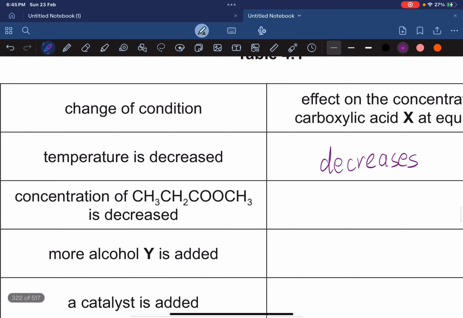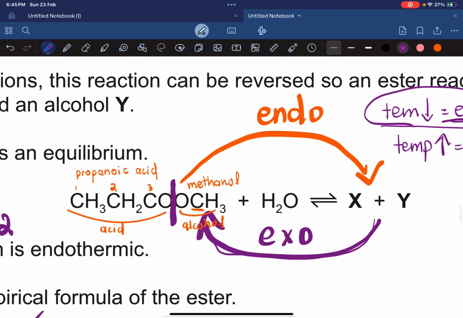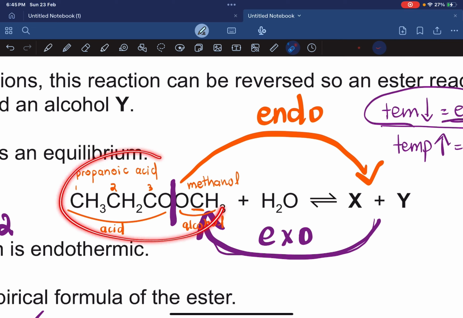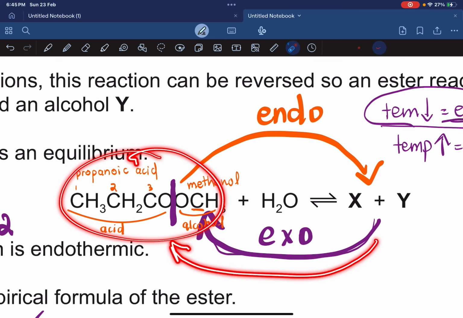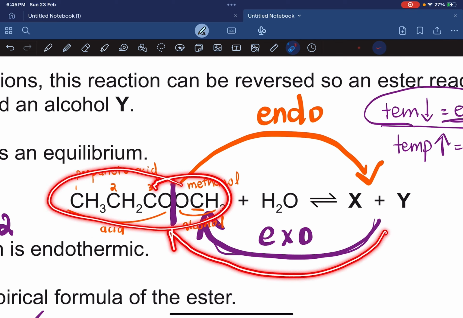Okay, concentration of this is decreased. Now remember one thing, whatever we do, they're saying that concentration of this ester is decreased. Equilibrium will always try to balance out any changes we make in it. So if we decrease this part, equilibrium will shift towards this side to increase it. Let me repeat my statement. If I decrease ester, equilibrium will move towards this side to increase the ester, to produce more of it.